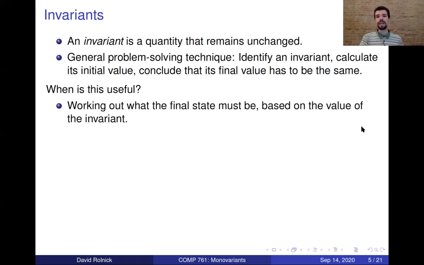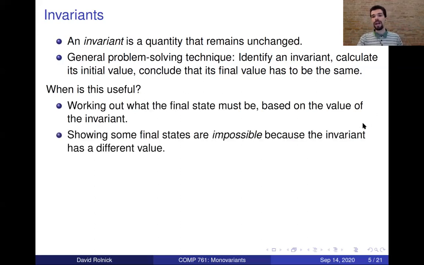It's first useful in working out what the final state has to be based upon the value of the invariant. That sometimes is enough to tell you what the final state is. In this particular case, we knew there was one number left, and since the sum of the numbers on the blackboard had to be constant, the final number had to be equal to the sum of all of the numbers at the start. Sometimes what we actually want is to show that some final states are impossible because the invariant has a different value, and we know that the invariant can't change value because it's by definition an invariant. We'll see some examples of problems where we're trying to prove that the final state is not possible because of the invariant.